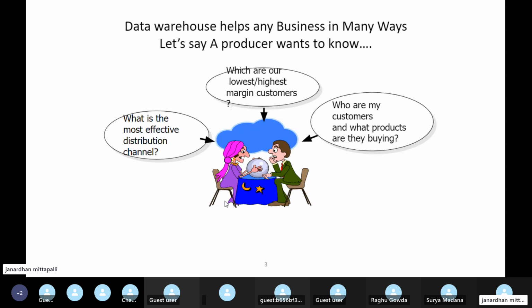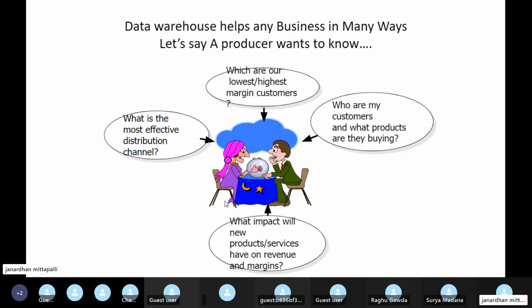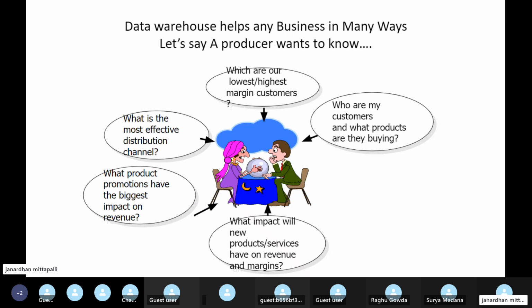Yeah, the BI concept also shows what impact new products or services have on revenue and margins. For example, you have some existing products and services, and along with that you are going to add a new product or service. If you want to know the impact of this new product or service, you can come to know that once you use this BI concept. In the same way, we can find which product promotions have the biggest impact on revenue. What product promotions? Maybe you can run some promotions on your products and services.